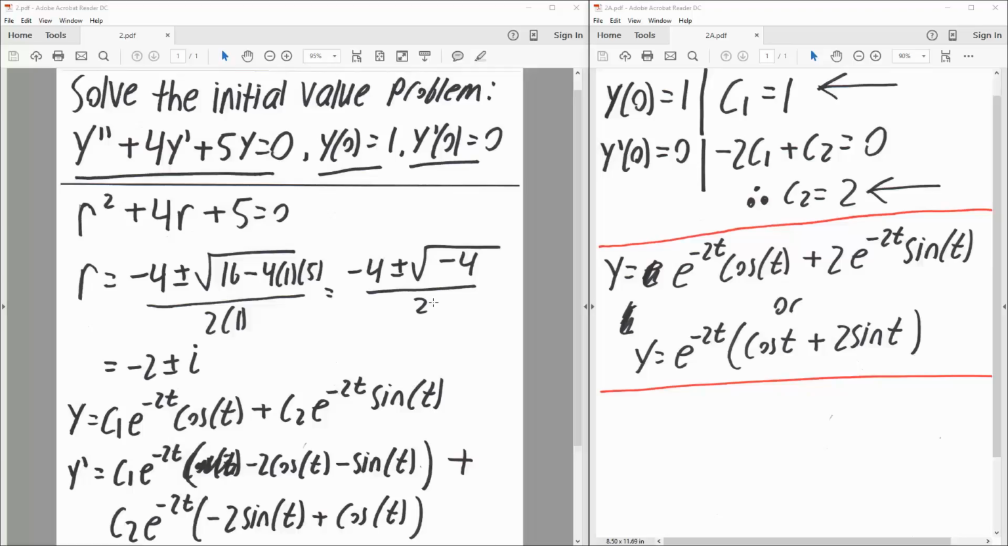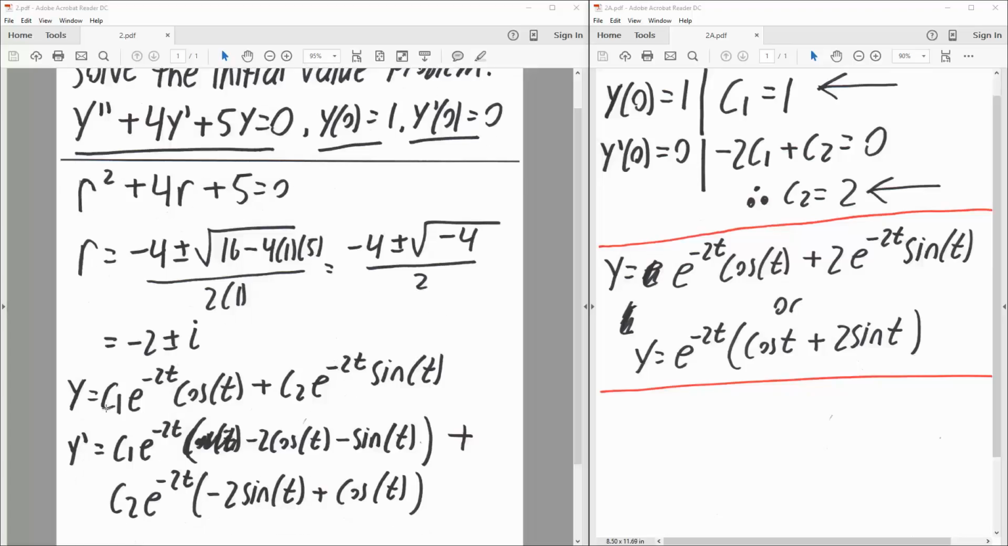So we're dealing with complex roots. Negative 4 divided by 2 is negative 2, and the square root of negative 4 is 2i, so we get plus or minus i since we're dividing by 2. Now we can write our general equation. It will be y = c1 e^(-2t) cosine t, because of the plus or minus i, plus c2 e^(-2t) sine t. This is our general equation.